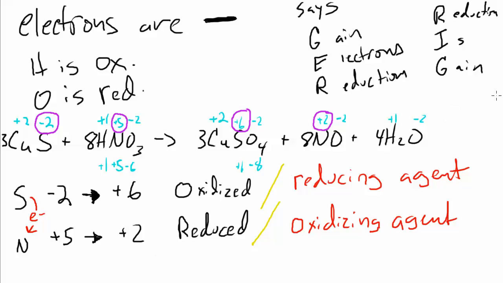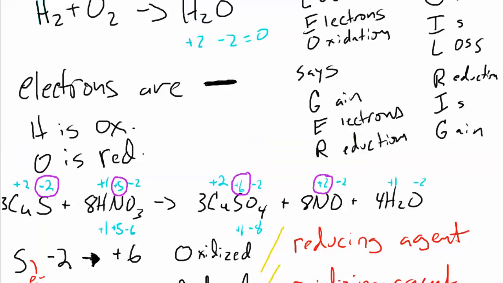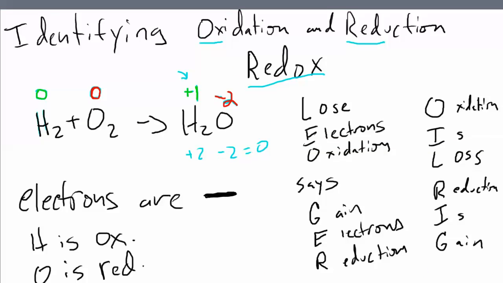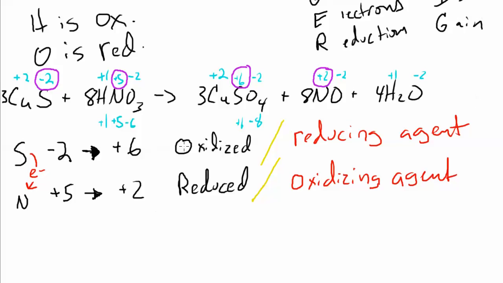Okay, well that's it. That's what you need to know for oxidation and reduction reactions. You should be able to figure out if a reaction is a redox reaction. You should be able to figure out which element gets oxidized and which element gets reduced. And you should know that whatever gets oxidized is the reducing agent, and whatever gets reduced is the oxidizing agent.